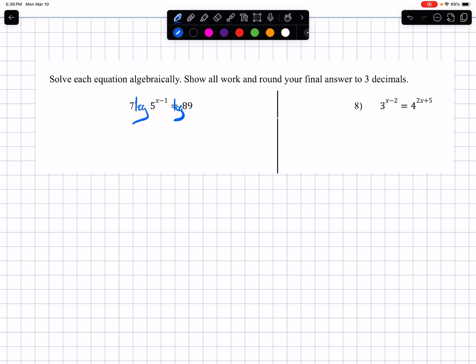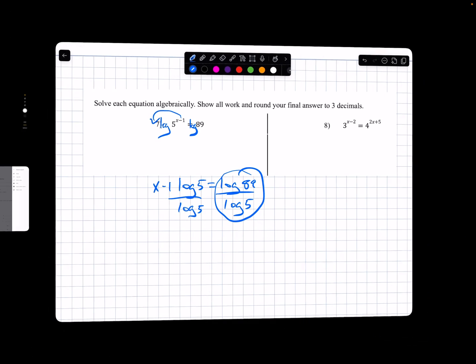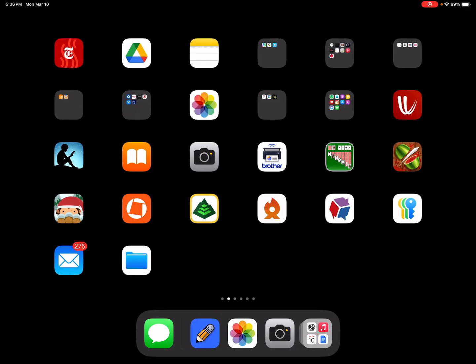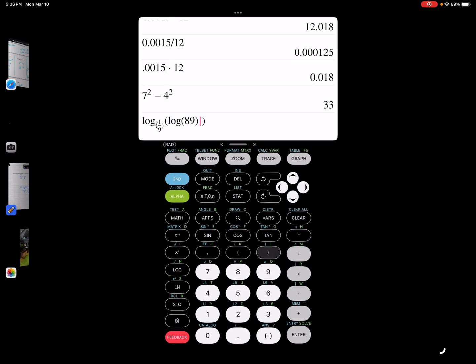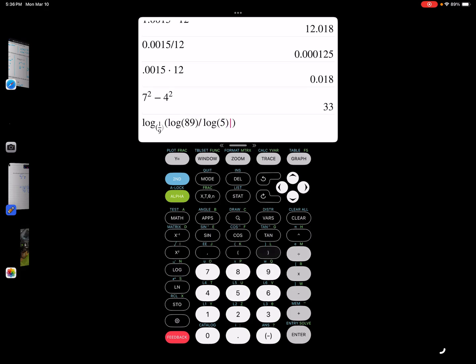So you take the common log of both sides. The variable goes in front, so you get (x minus 1) log 5 equals log 89. And anytime you don't have a base, you can plug it in your calculator. So we just divide by log 5 on both sides, and this goes in your calculator: log 89 divided by log 5.